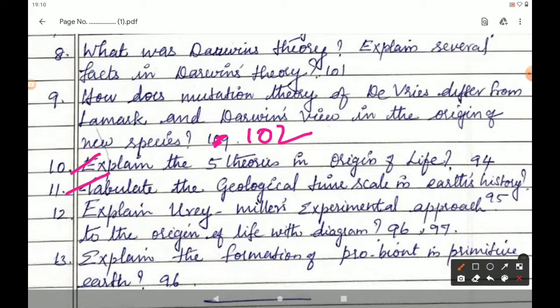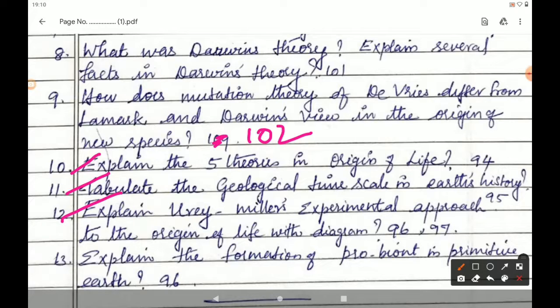A tabular column is given, that is Cenozoic era, Mesozoic era, Paleozoic era, Precambrian era. Likewise, you have to write the tabular column in detail. Full tabular column you have to write. The next question: explain Urey Miller's experimental approach to the origin of life with the diagram.